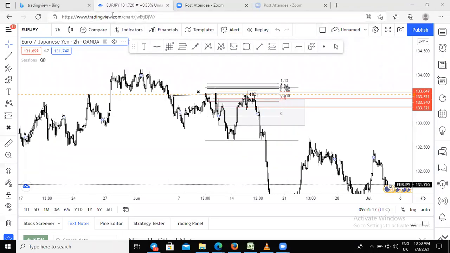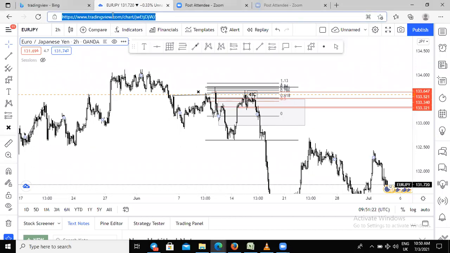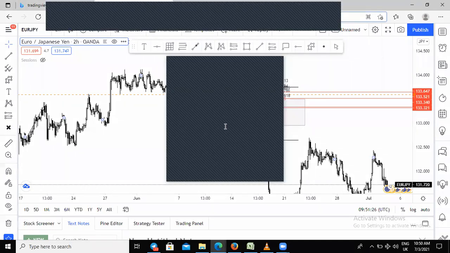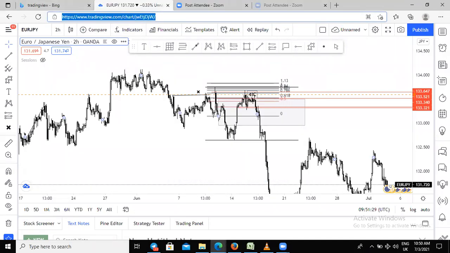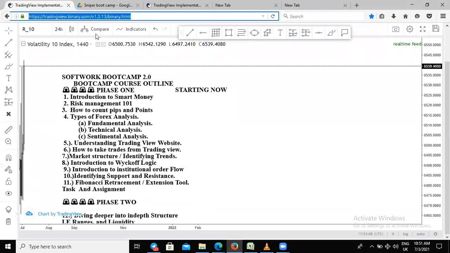Now, for example, if I see a chart, I'll first look at the website. Look at this standard trading view. There is no binary at the back of it. Can you see this? Are you seeing my screen right now? All right, so you can see the difference. It's easier to identify from the website, especially when you're operating on a PC.